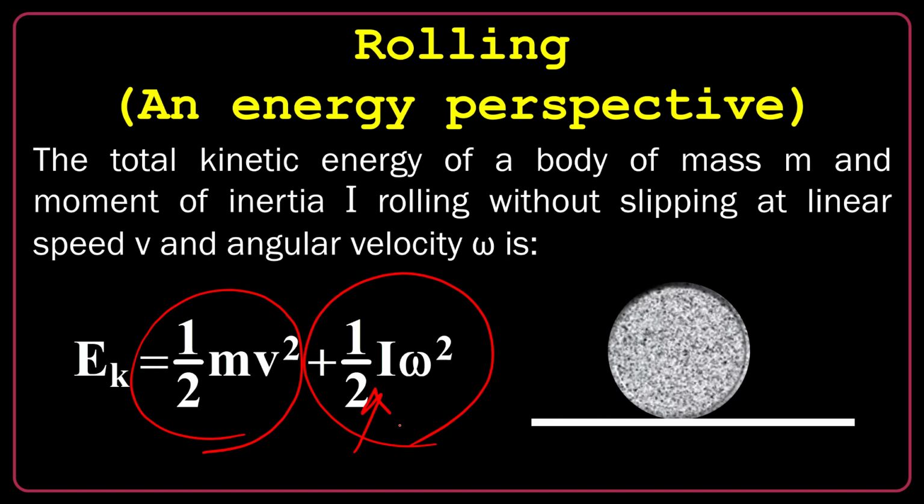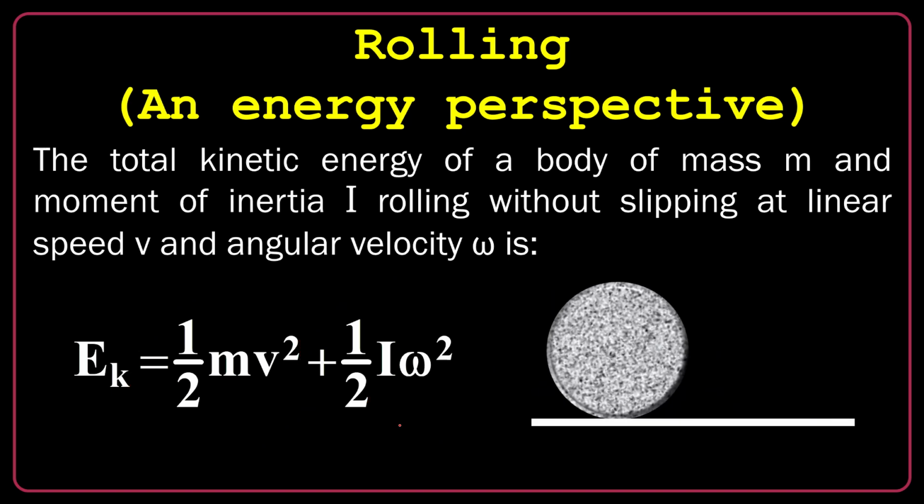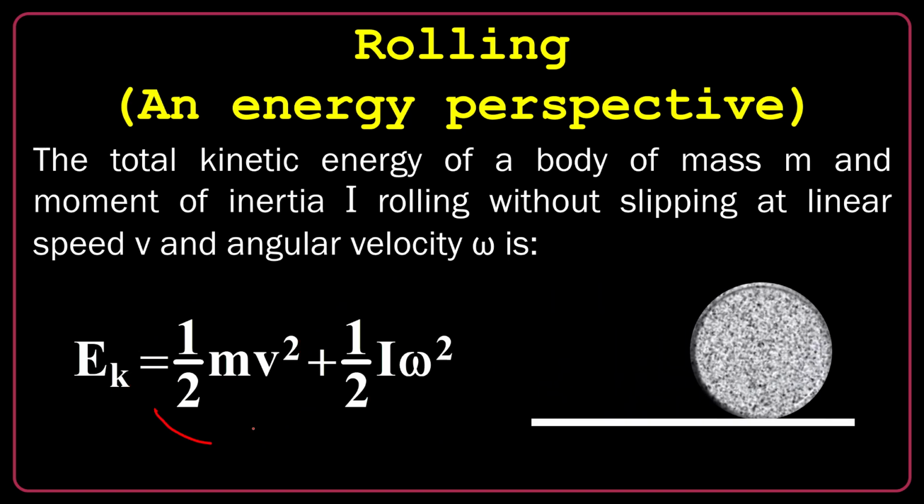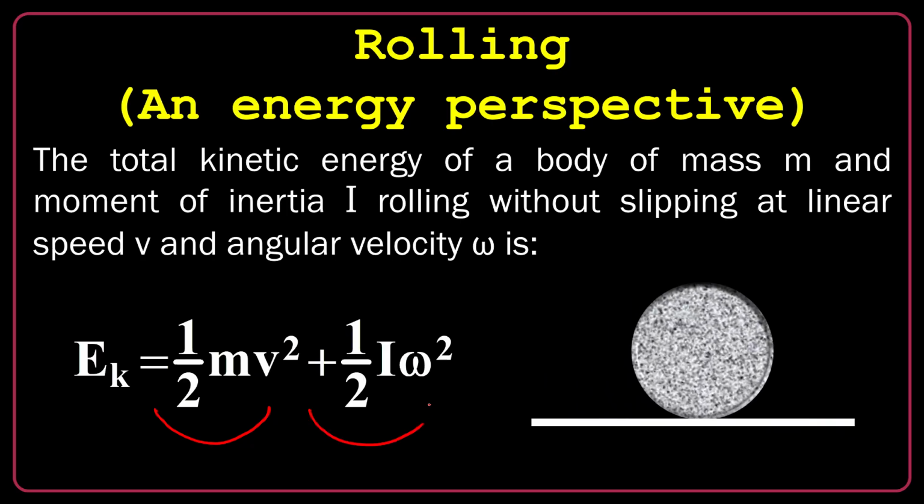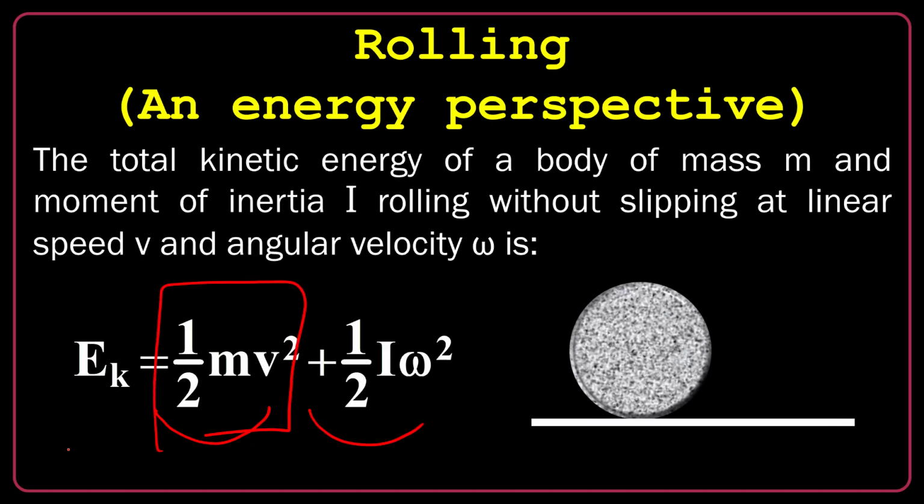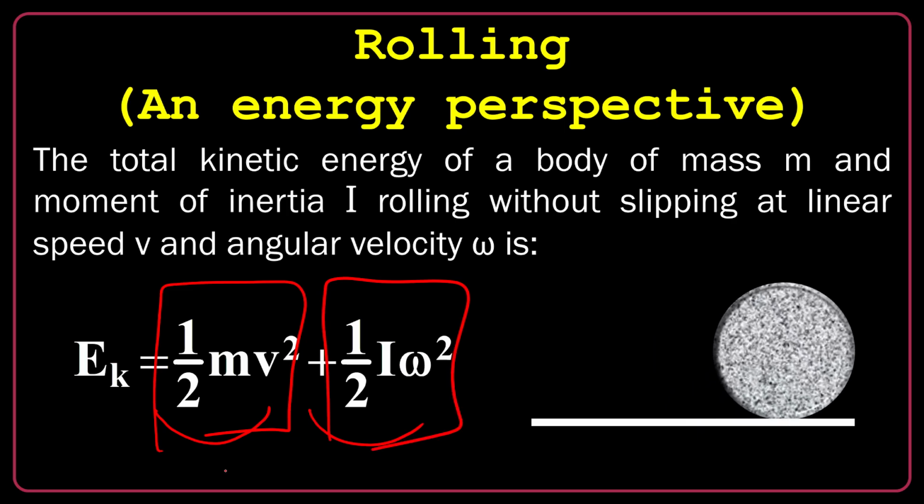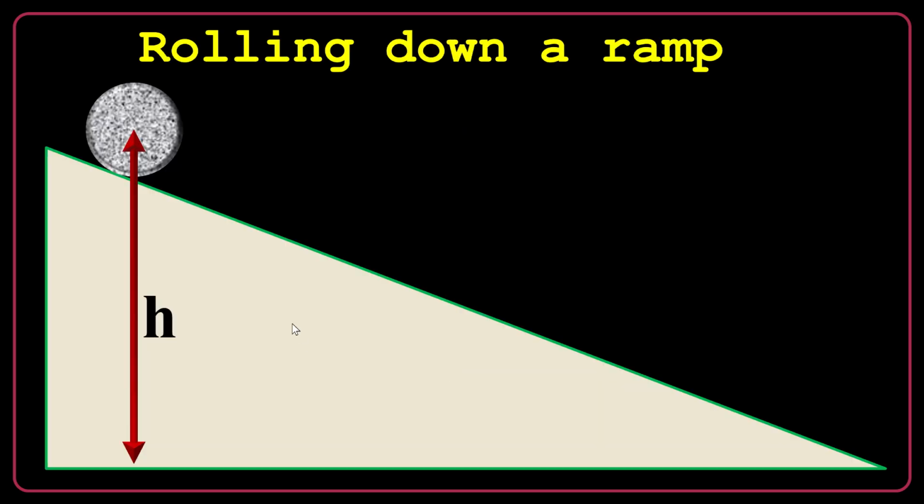Okay, so basically the kinetic energy always includes a couple of terms, one related to the translational motion and the other related to the rotational motion. Now consider an object rolling down a ramp. At the beginning, let's say the object has an altitude of h relative to the ground and it's at rest, okay? So the energy is just gravitational potential energy, mgh.